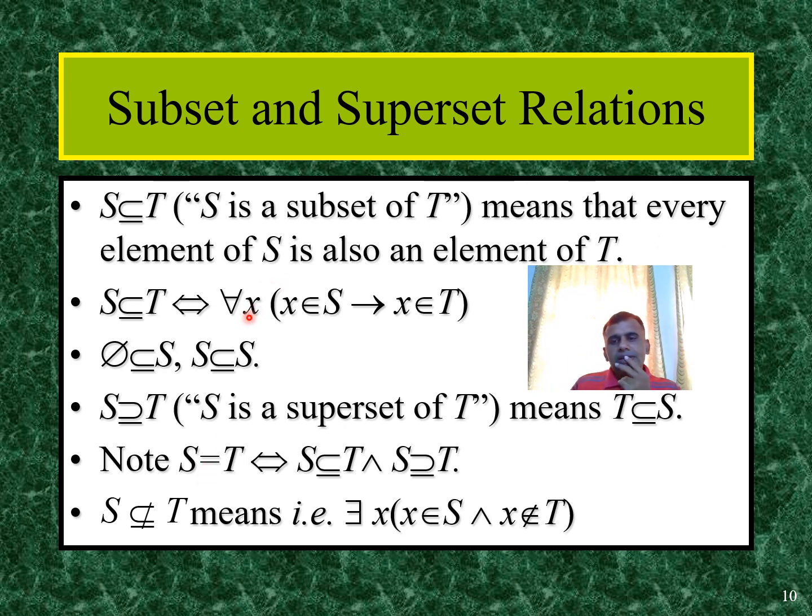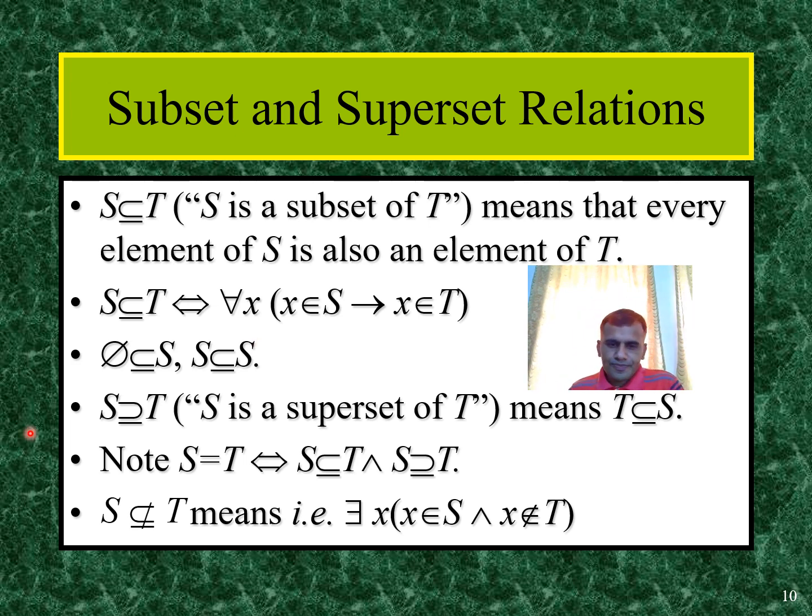So S is a subset of T, double implies, for all X. Double implies means if this is possible, then this will be possible. So for all X belongs to S, we have X belongs to T. One thing should be remembered: the null set is a subset of every set, and each set is a subset of itself. So two subsets of every set are known to us: one is phi, that is the null set, and the other is the set itself.